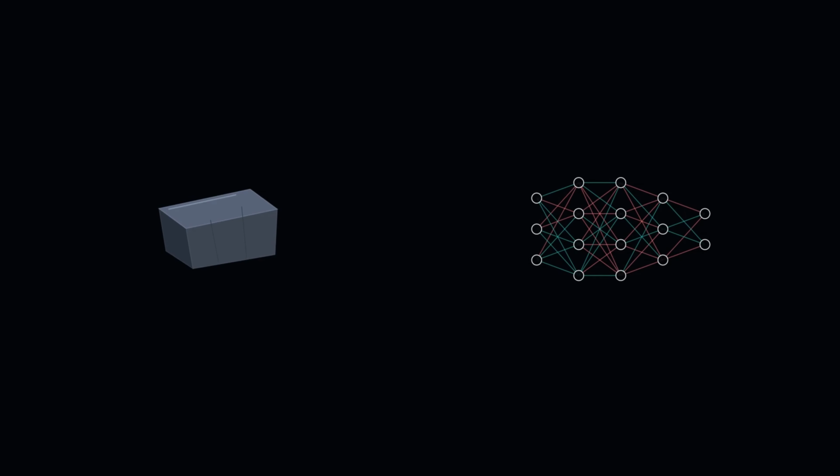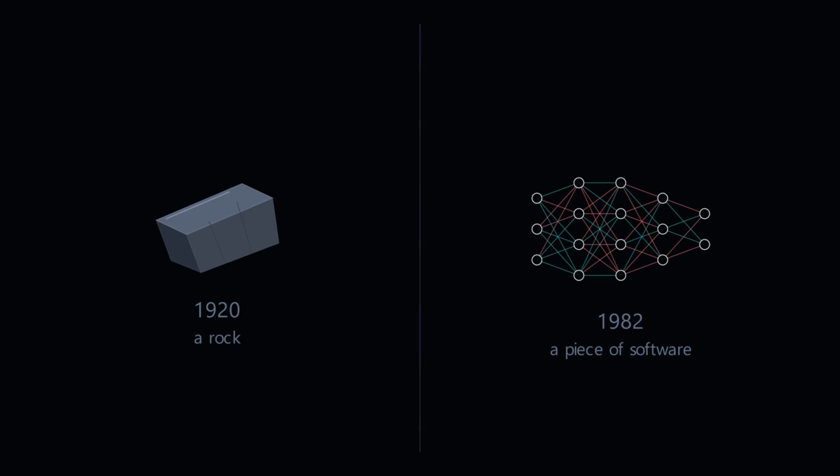This is a lump of iron. And this is a neural network. One is a rock. The other is a piece of software. They were invented a century apart by people trying to solve completely unrelated problems. There is no reason on Earth they should have anything to do with each other.